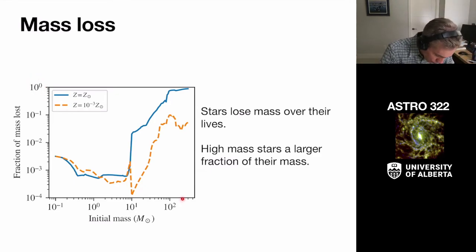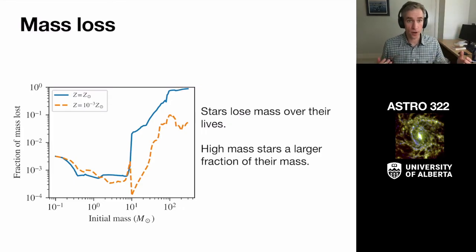So a 100 or 200 solar mass star can lose over 90% of its mass in the course of its life. And this changes its evolution, and it's why the main sequence lifetimes of these stars are a little bit longer than you would expect just from a naive mass luminosity scaling relationship.